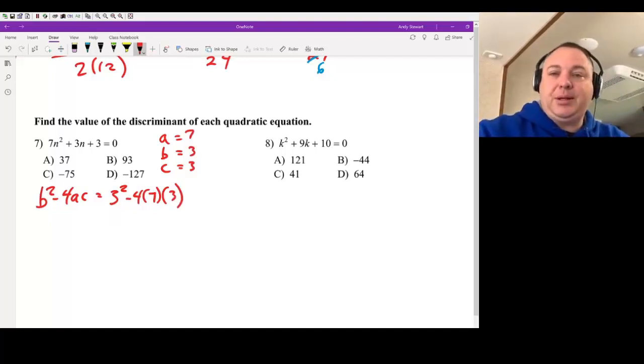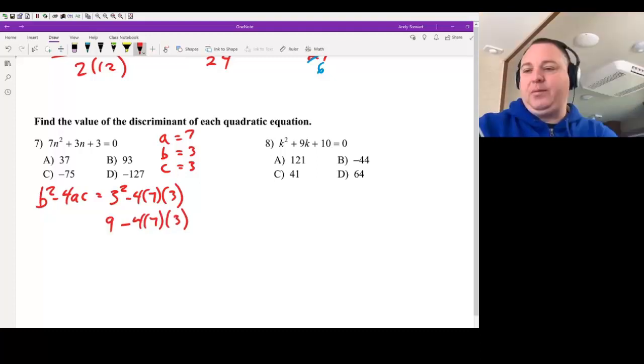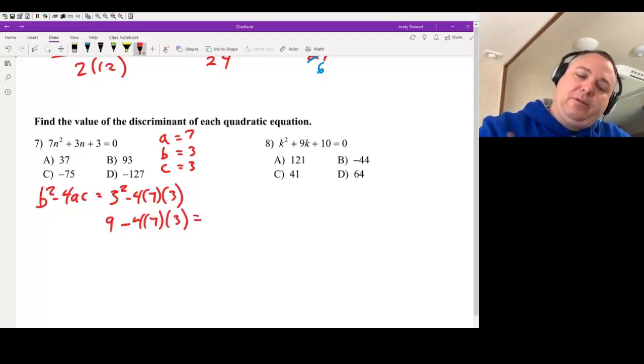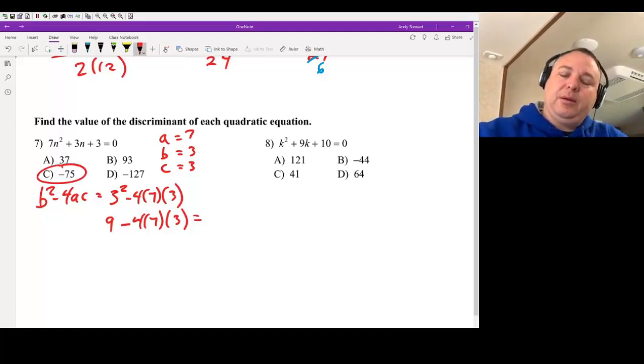At this point, you can put this in the calculator. You don't have to compute it. Negative 75.